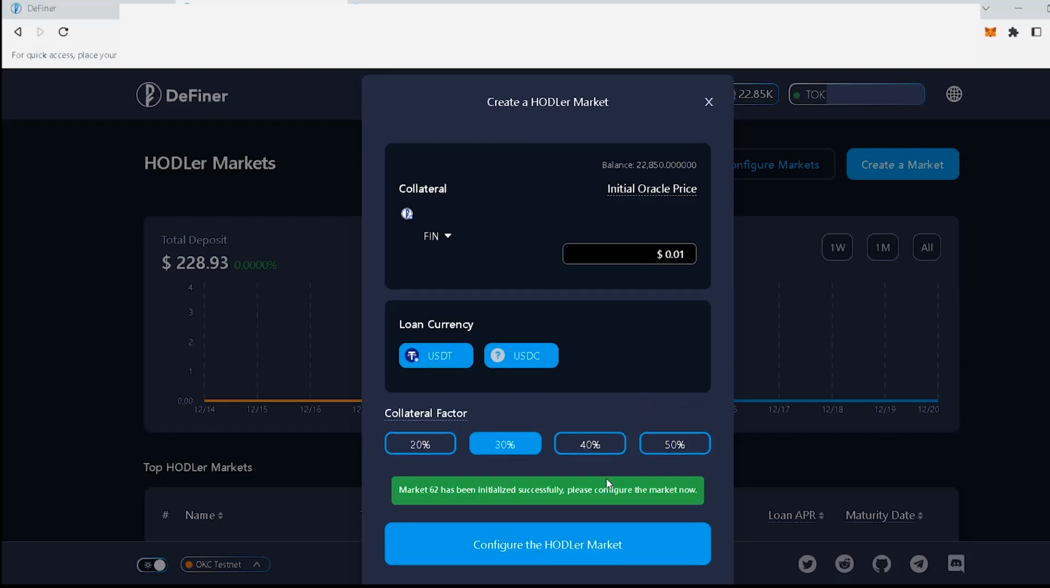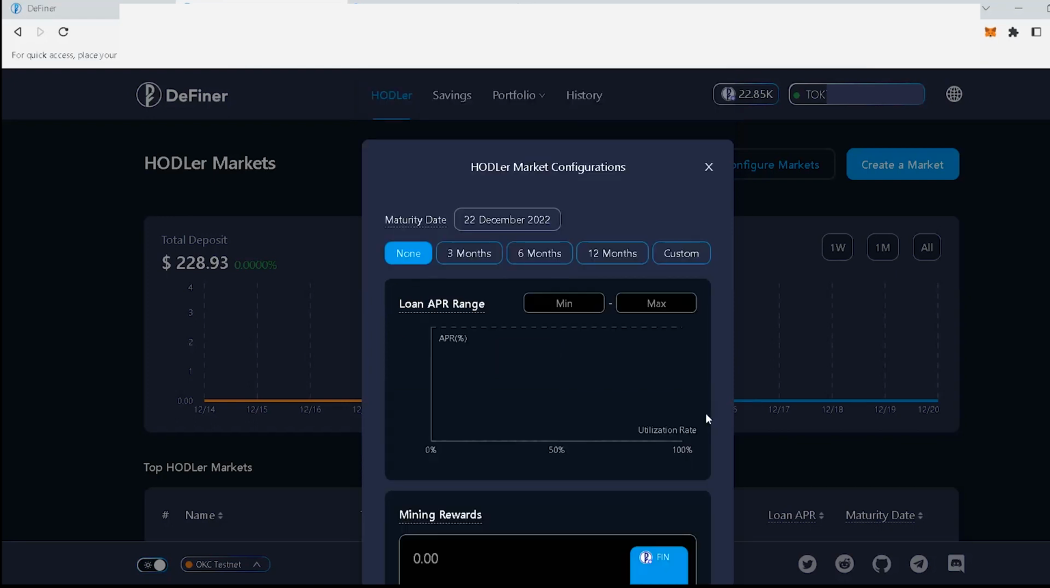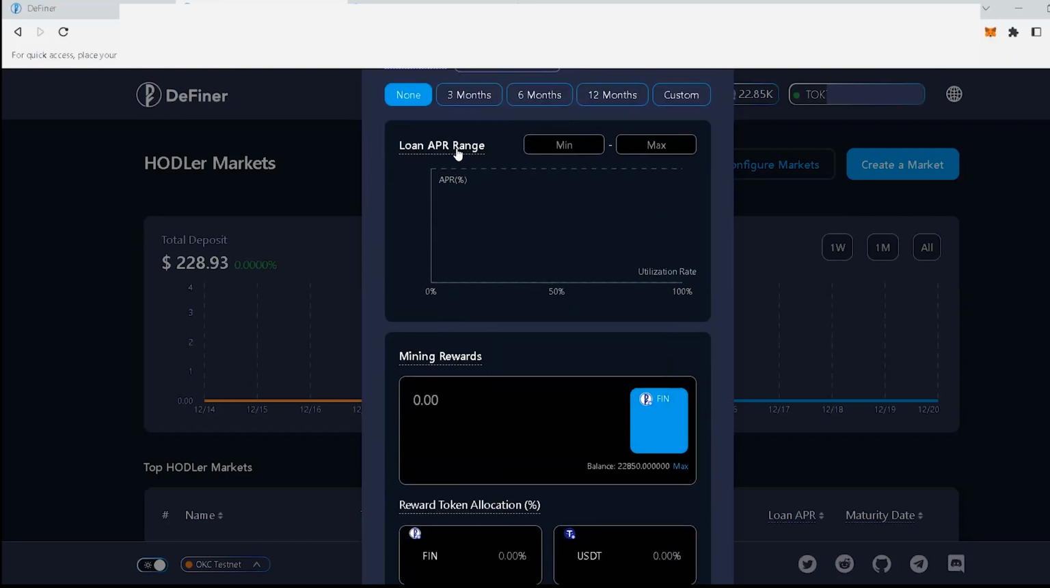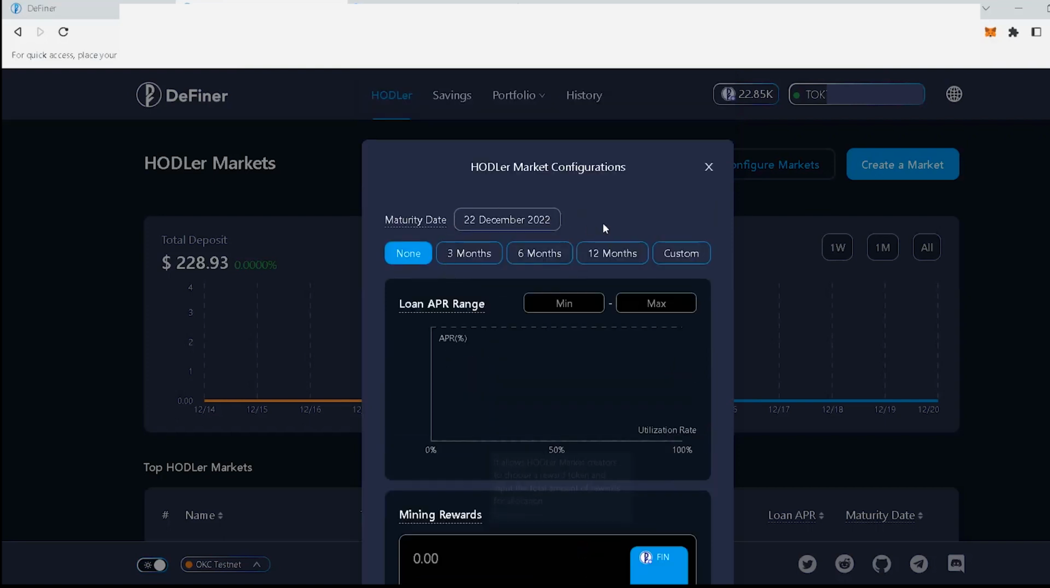So when you click down here on the Configure the HODLer Market button, you will see three configurable sections: maturity date, loan APR range, and mining rewards. We will look into these sections one at a time, starting with the maturity date.